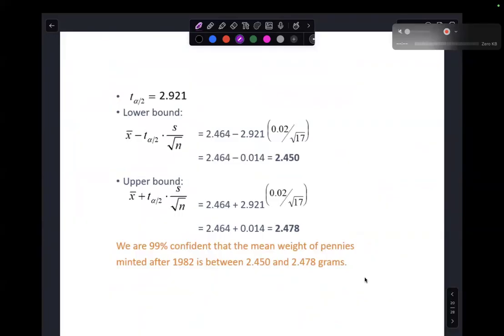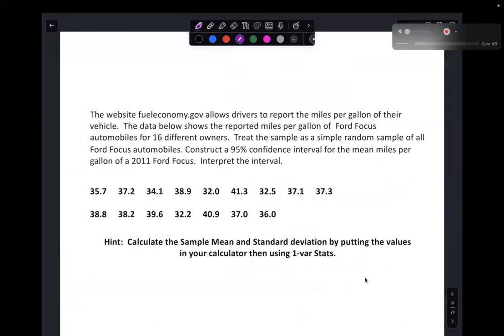This is just the typed one. Okay. So the website fueleconomy.gov allows drivers to report the miles per gallon of their vehicle. The data below shows the reported miles per gallon of Ford Focus automobiles with 16 different owners. We're going to treat it as a simple random sample of all Ford Focus automobiles, and we're going to construct a confidence interval.